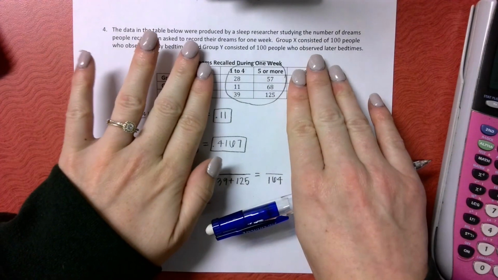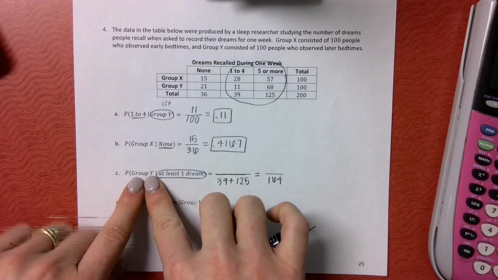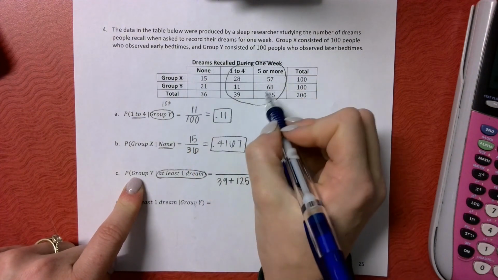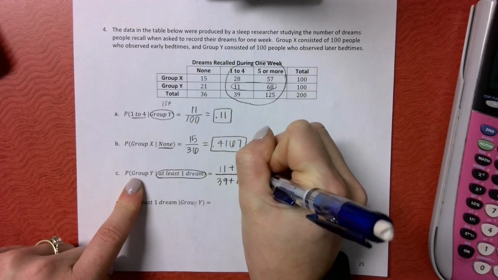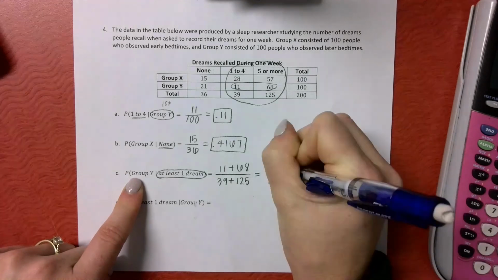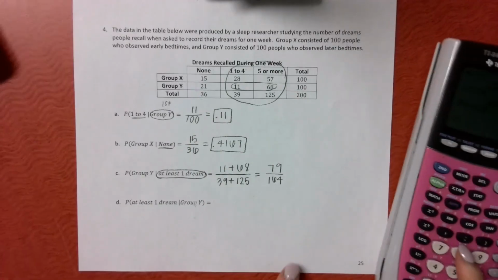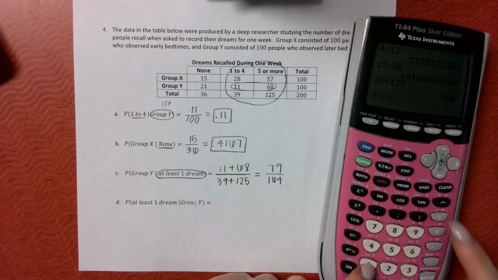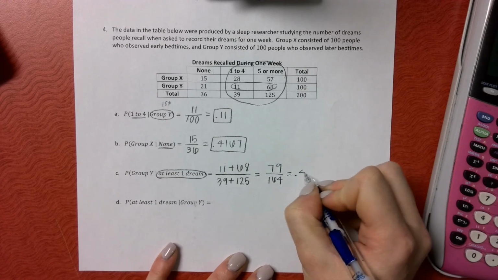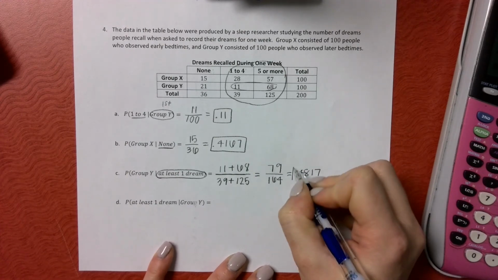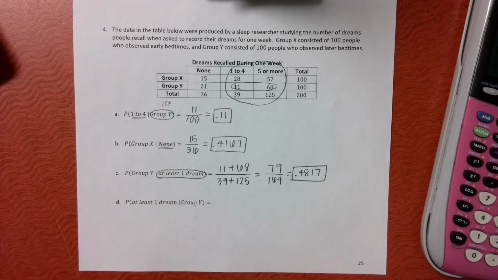So looking at these 164 people in these 2 columns, I now want to find how many were in Group Y. So Group Y were these 2. So I'm going to take 11 and add it to 68. So that should give me 79. I can type in 79 out of 164, and I get 0.4817. So roughly 48% of people who had at least 1 dream were from Group Y.